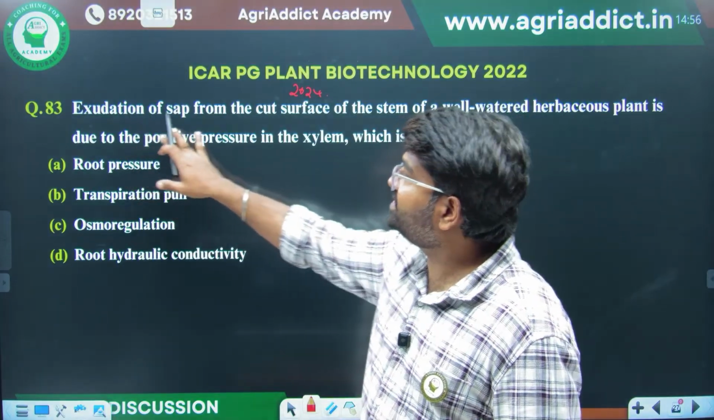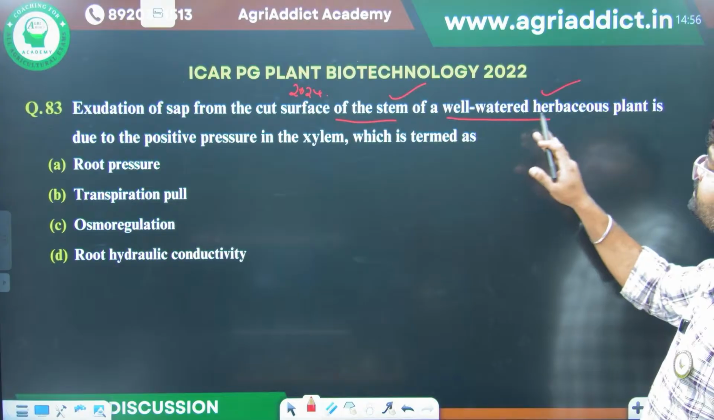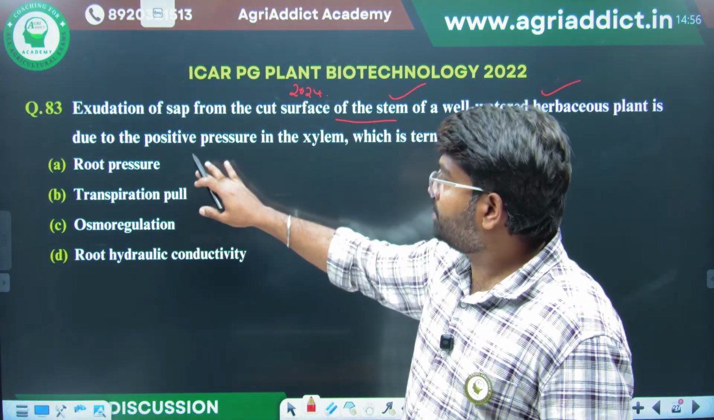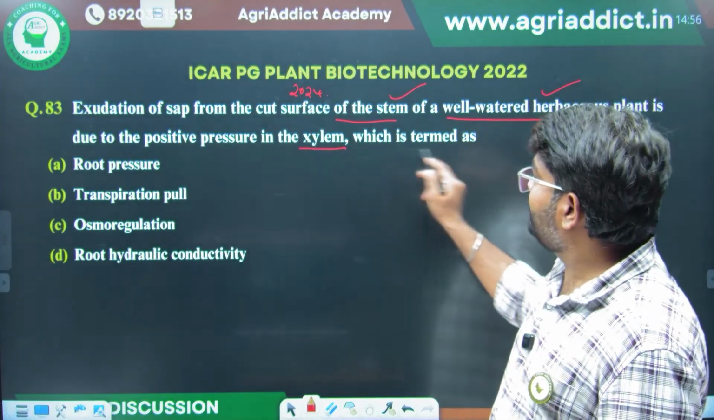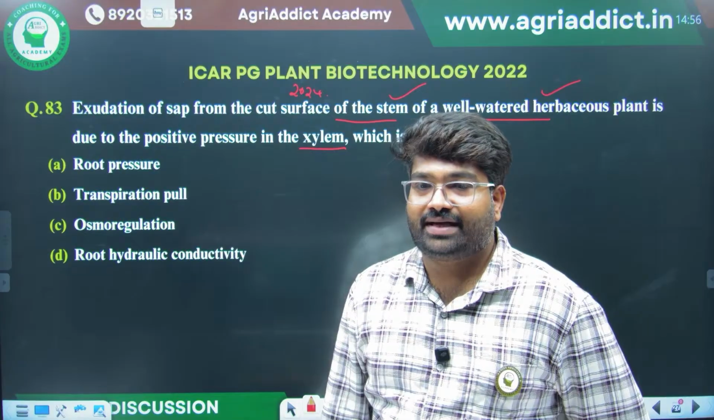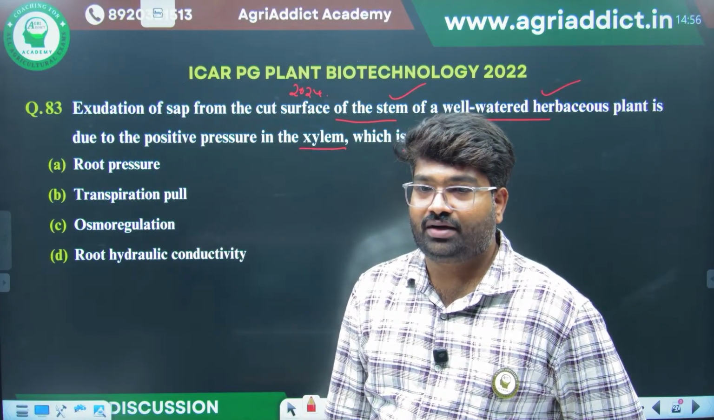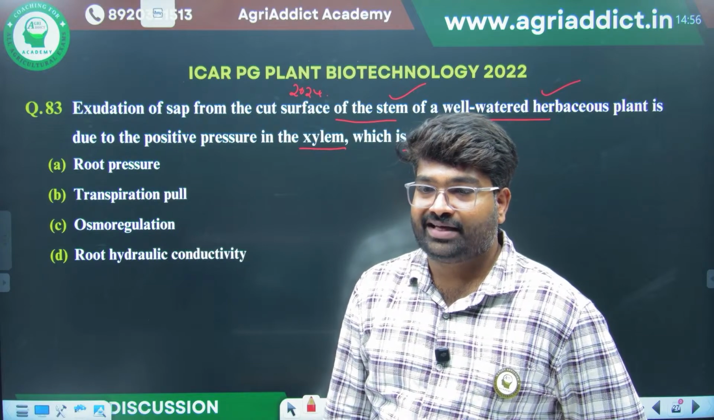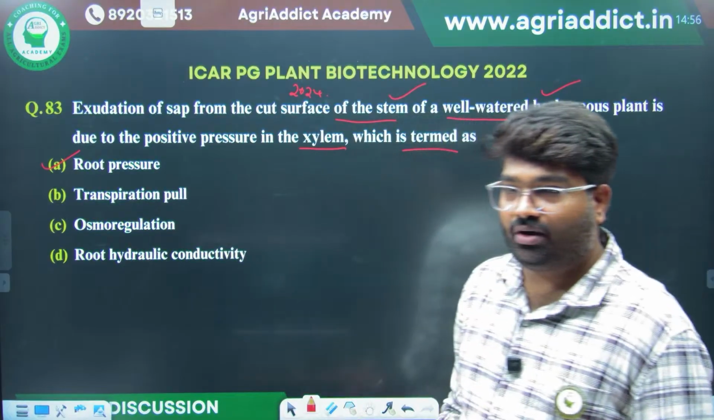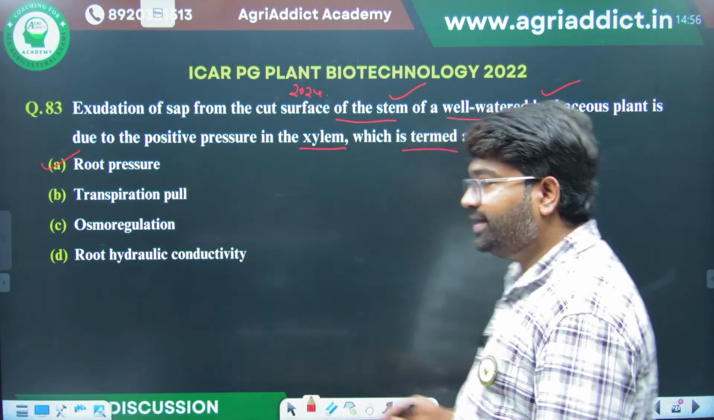Repeated question. Exudation of sap from the cut surface of the stem of a well watered herbaceous plant is due to positive pressure in the xylem, which is termed as what? Yes, very good. It will be due to root pressure. This we have already discussed. Because of root pressure only, this exudation will come.